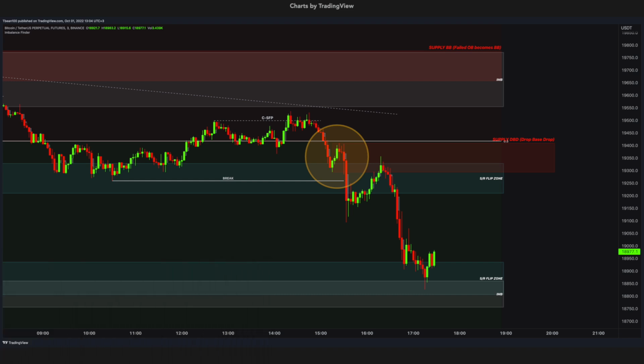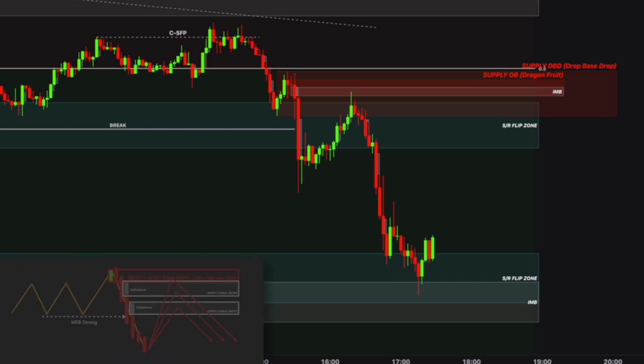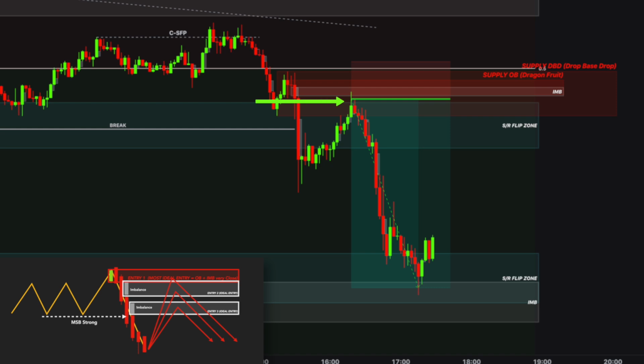You can notice the order block right here. Right behind it, there is a nice imbalance. Our old friend, the dragon fruit combo, the best entry point. What I did for this trade was really simple. I set a stop limit order right below the imbalance. This was a perfect fill and perfect entry.